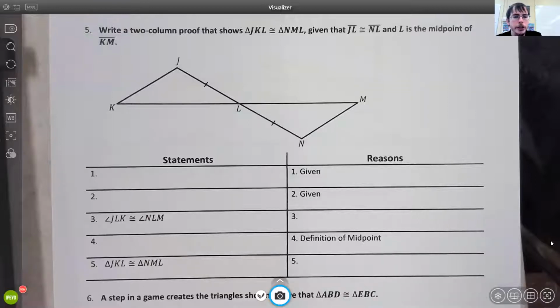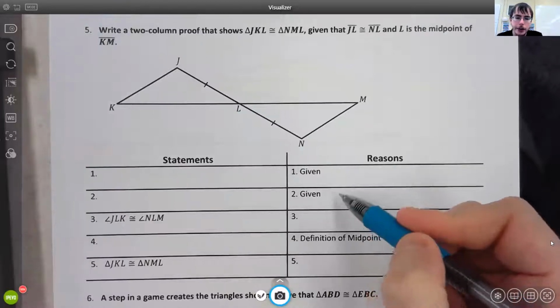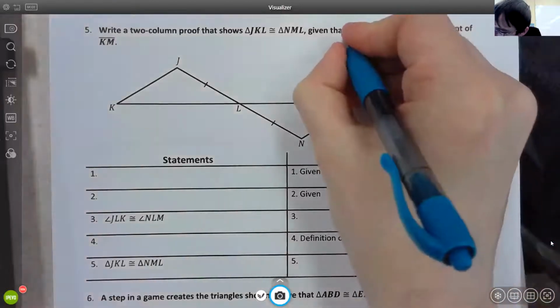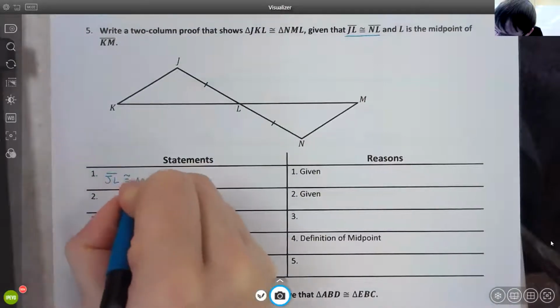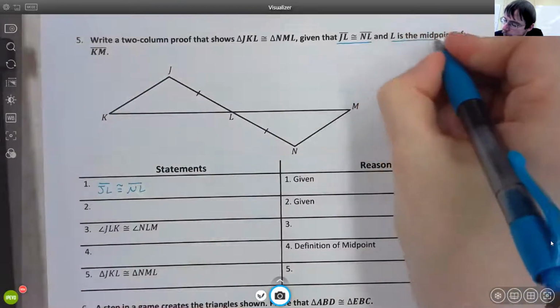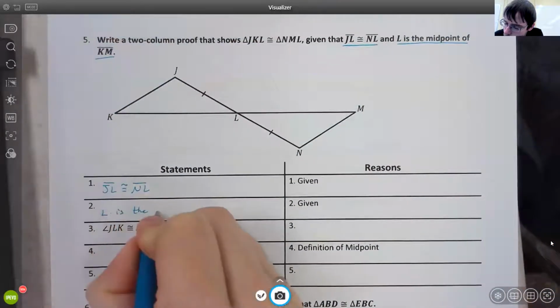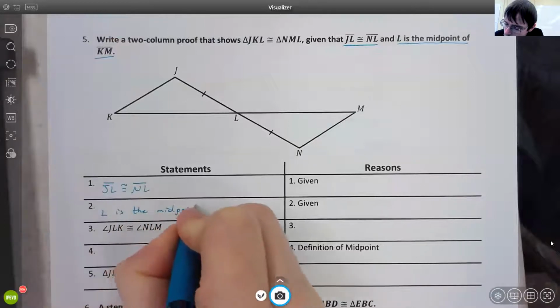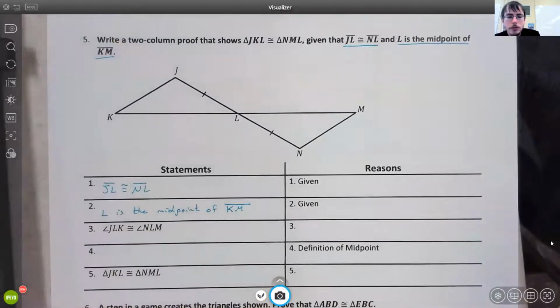The first thing we're going to see is if we have any given information, and that's what our first 2 reasons are. There are 2 things that say given here. So we're given 2 pieces of information. JL is congruent to NL, and this is already marked in the diagram. The other thing that we're given is L is the midpoint of KM. Okay.